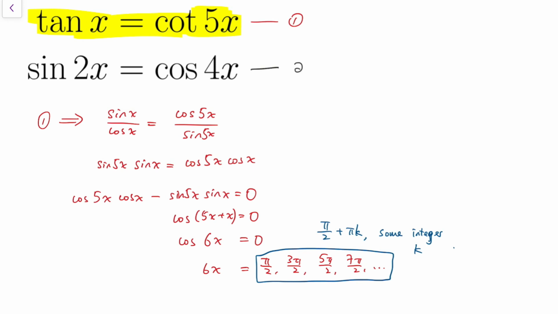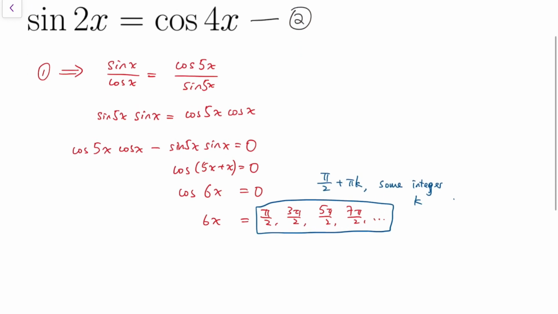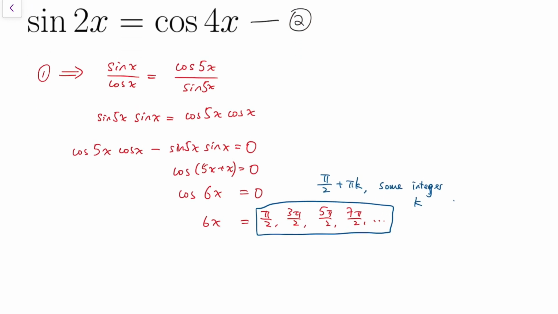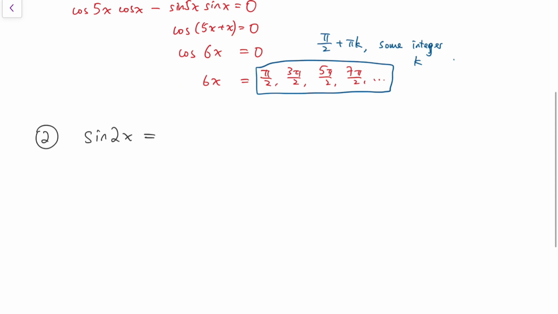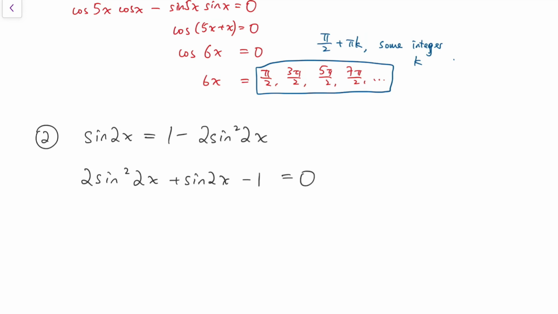Now I'm going to move on to the second one. So for sine 2x equals cos 4x, I'm going to use the double angle formula on the cosine because 4x is double 2x. So that means sine 2x equals 1 minus 2 sine squared 2x. And we have 2 sine squared 2x plus sine 2x minus 1 equals 0. Just moving everything to one side, and we have a quadratic in sine 2x.